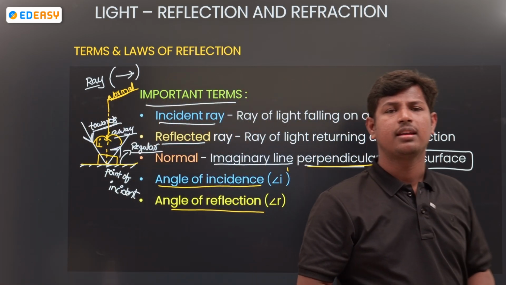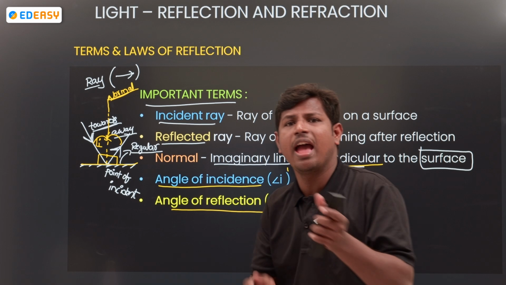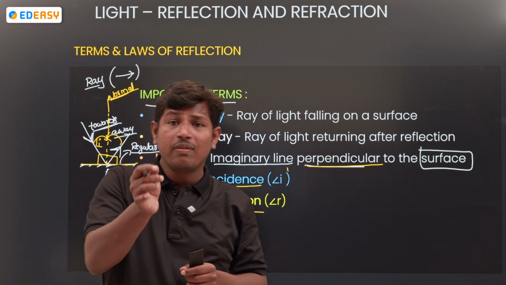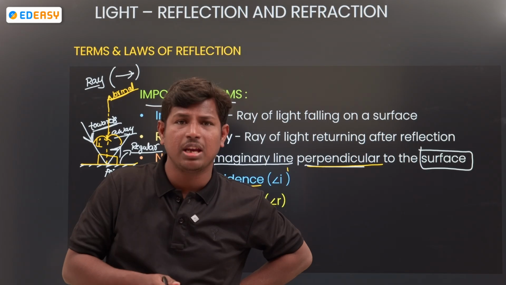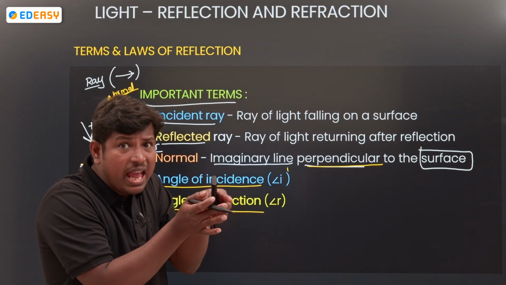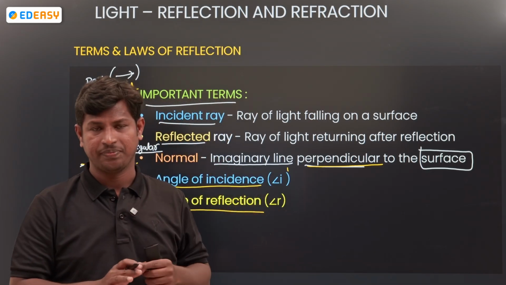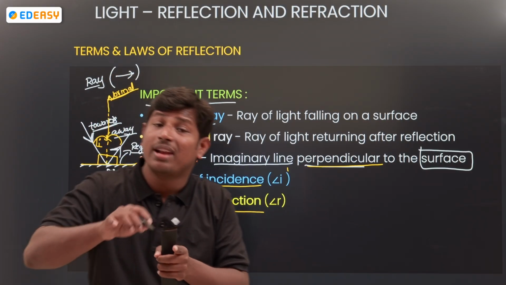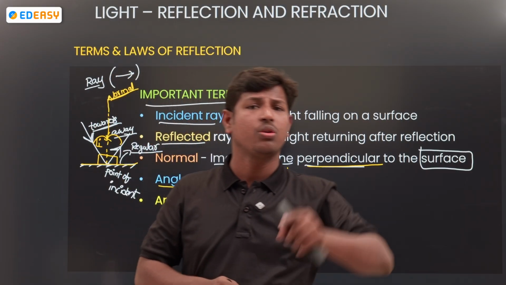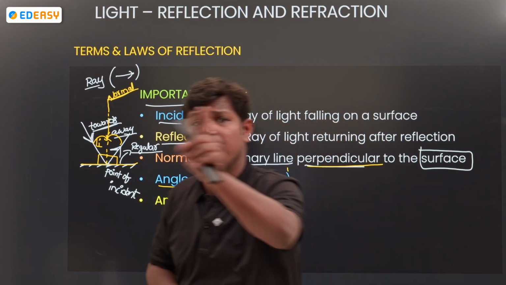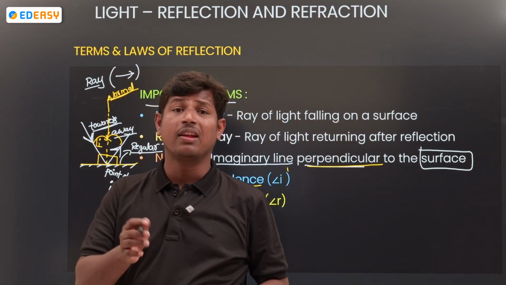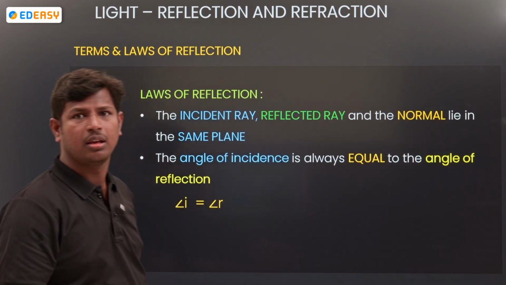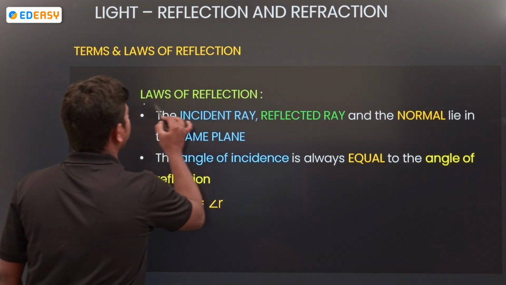What are the angles? Angle of incident and angle of reflection. Sir, how can we identify the angle of incident and the angle of reflection? We have to check which ray is making the angle with the normal. If the incident ray makes the angle, it is the incident angle; if the reflected ray makes the angle, it is the reflected angle. Clear?